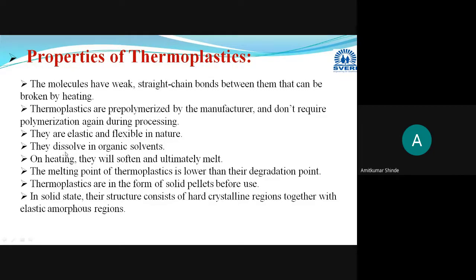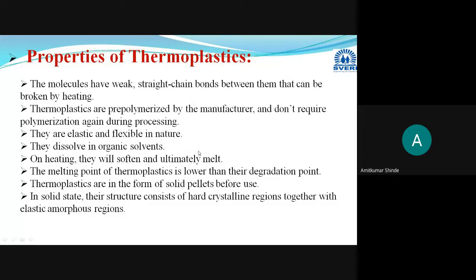They will easily get dissolved in organic solvents. This again depends on the structure; as their bond is very weak, they will easily get dissolved. Then the next point is that on heating, they will soften, and on cooling, they will harden. And next, the melting point of the thermoplastic is lower than their degradation point. What is the degradation point? Degradation point means the point at which the material will get degraded.